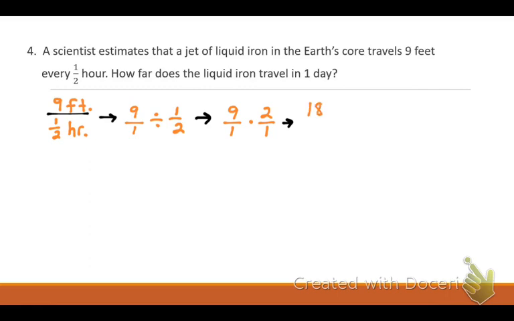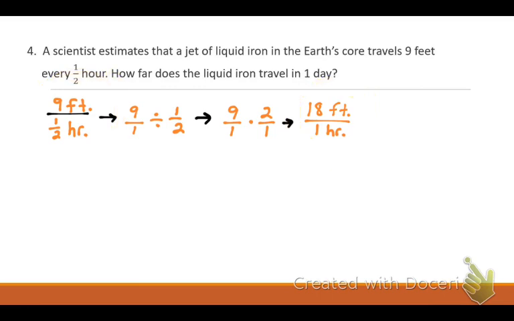When we do that, Madison, what is the answer? 18. Okay, 18 feet per what did you say the denominator was? Per hour. Now let's see if this makes sense. If I told you something was going to be 9 feet for a half an hour, does it make sense that it would then be 18 feet for a whole hour? Yes, it does, because you're just doubling it, correct?